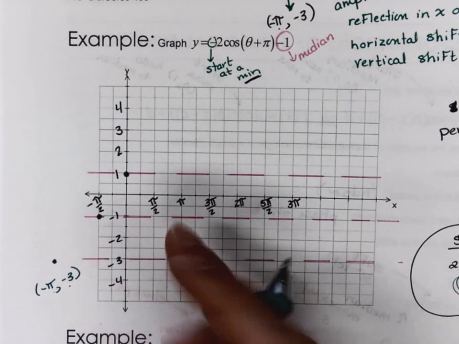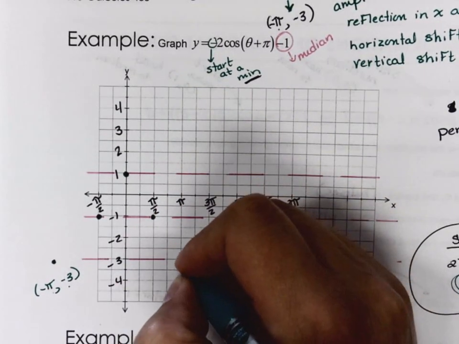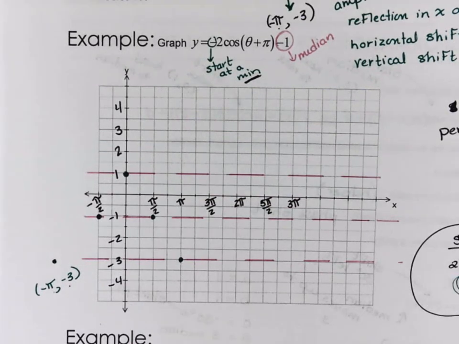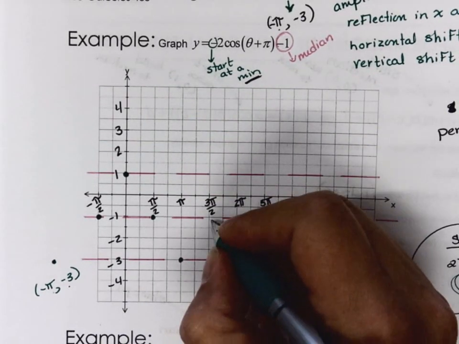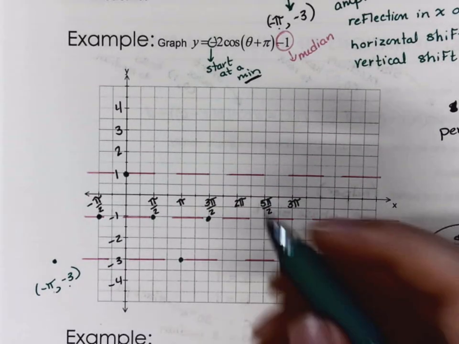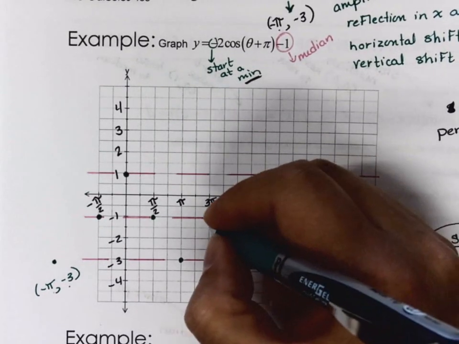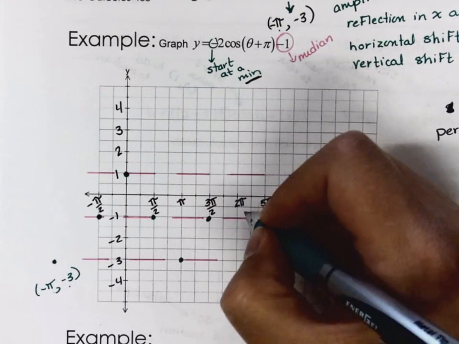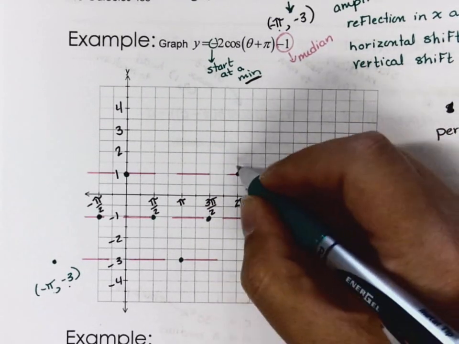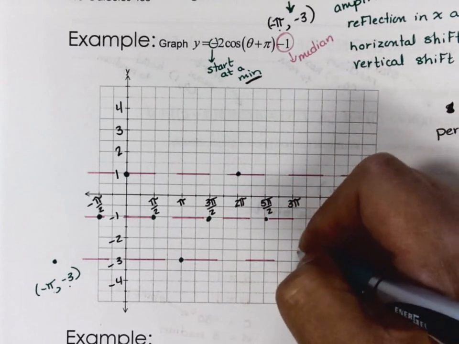And then you're going to go another half pi. You're back to a median. Another half pi. You're at a minimum. Another half pi. You're at a median again. And at another half pi, you're at a maximum. Now you can keep following this for as long as you'd like if it makes you happy.